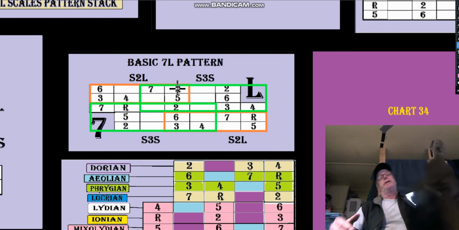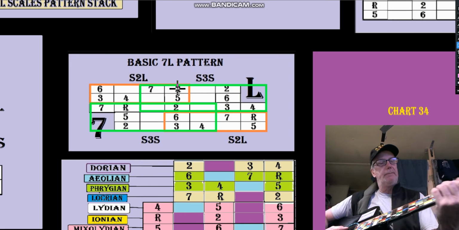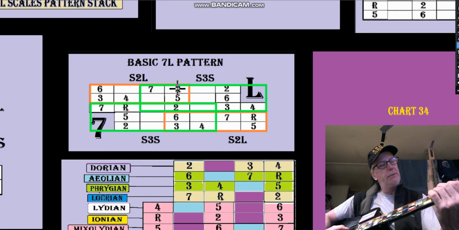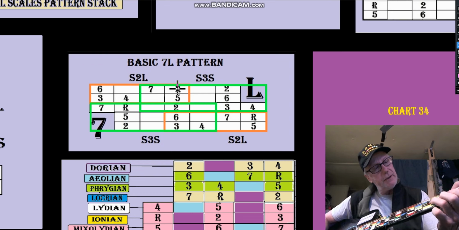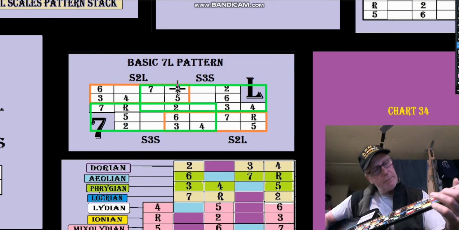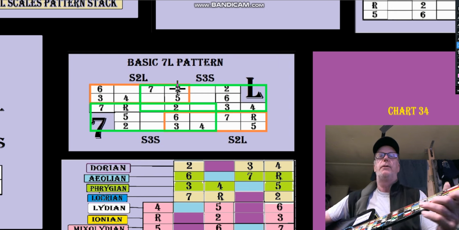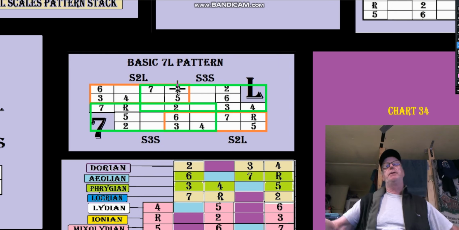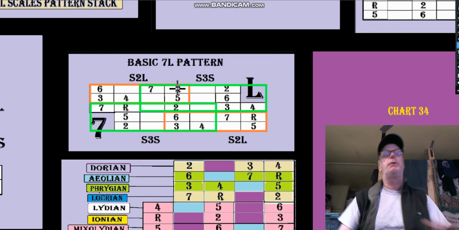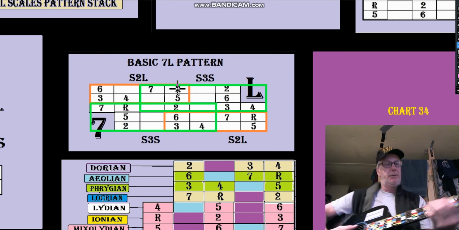That's what I always tell myself: keep counting when I'm doing a pattern I'm not completely familiar with. Keep counting 2, 3, 4, 5, 6, 7, R 2, then 3, 4, keep counting 5, 6, 7, R, 2, 3, 4. Okay, just keep counting because you're counting up scale members, not semitones. You're not counting up semitones.